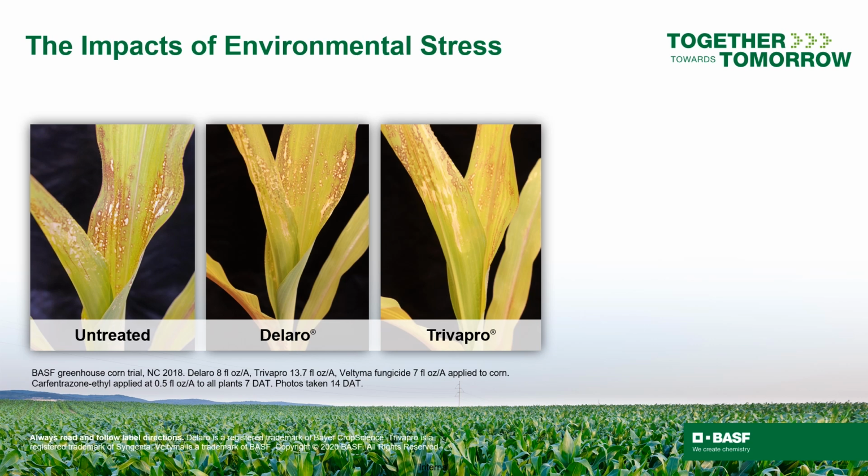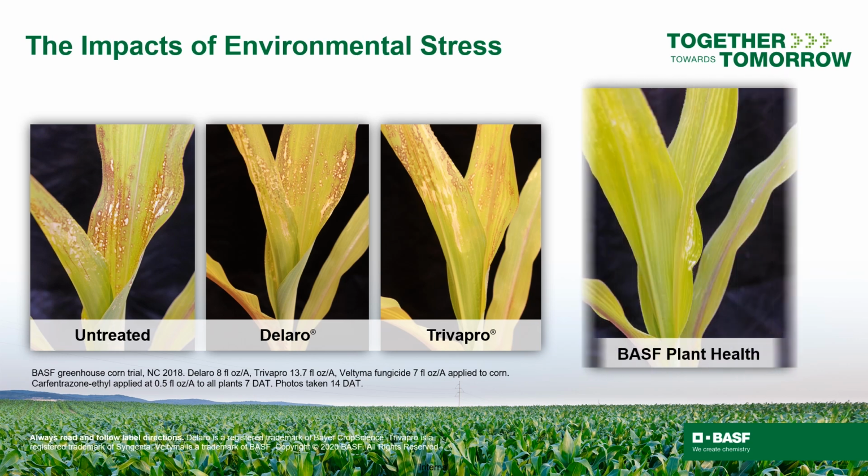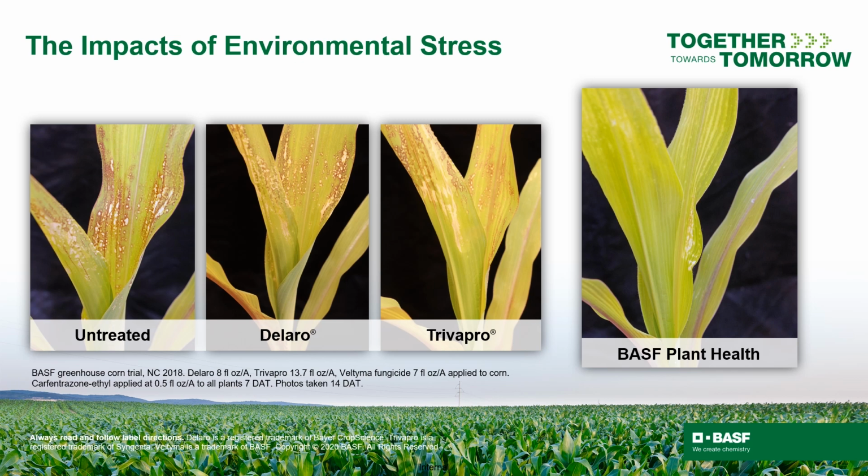Another benefit that we have found from a product such as Headline Amp is the increased production of antioxidants within these crops, which counteracts these reactive oxidative species and reduces the amount of damage that they can cause. So we were able to illustrate this as well by spraying a chemical on some corn plants that causes reactive oxidative stress. But before we did that, we sprayed a number of fungicides on these plants to see how it influenced that reaction. And you can see that the BASF plant health product was able to minimize the negative impacts that those reactive oxidative species were able to cause by that increased antioxidant production.